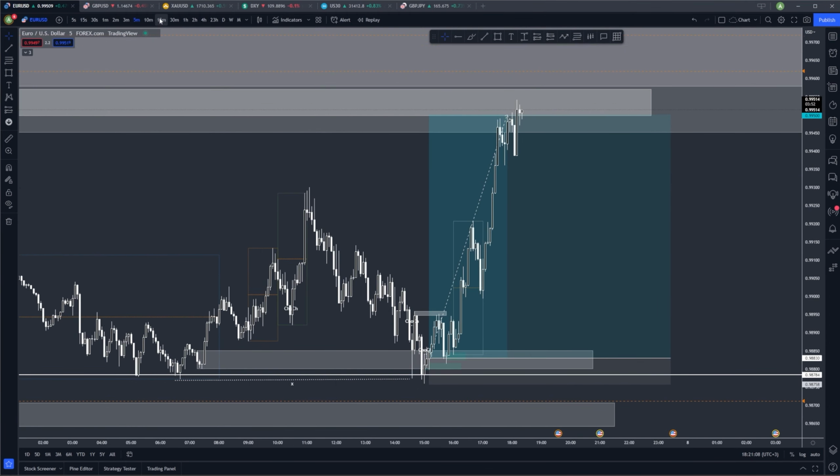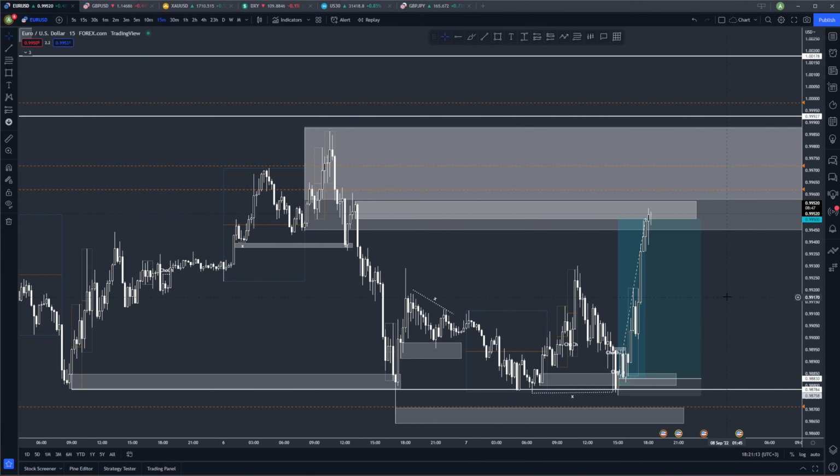EU did move nice. Unfortunately I didn't catch the whole move on that scalp trade, but I had to close it.